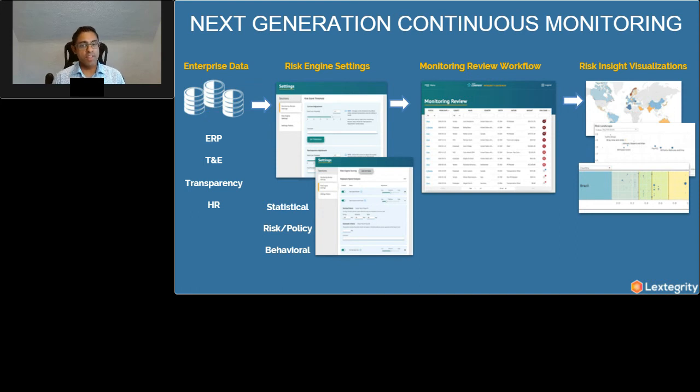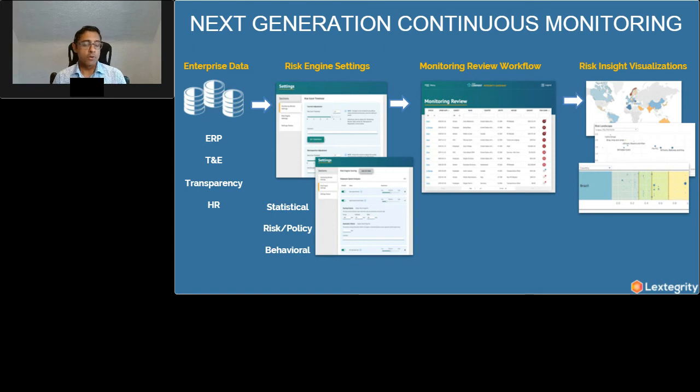But then what happens with that? Half of the battle here is proving what you did and showing what you did and following up on these high-risk transactions that are flagged for you. So that's where we get into the monitoring review area in the workflow. In our system, transactions are risk scored from 0 to 5, low to high. And then the highest risk transactions are escalated up for reviewers to review.